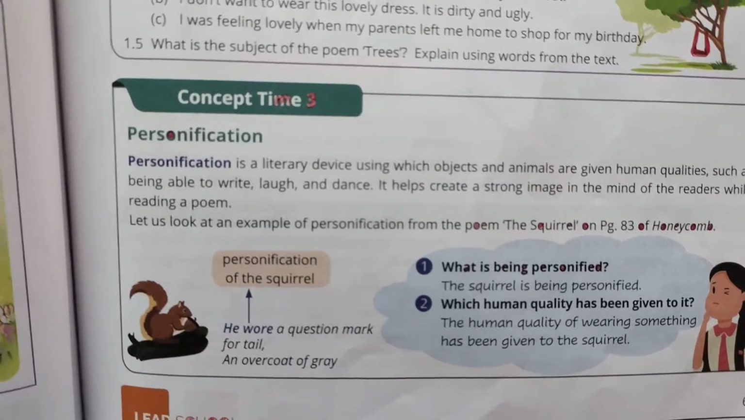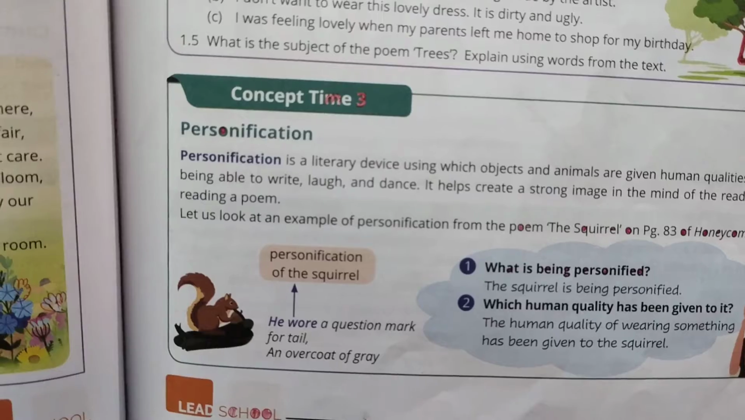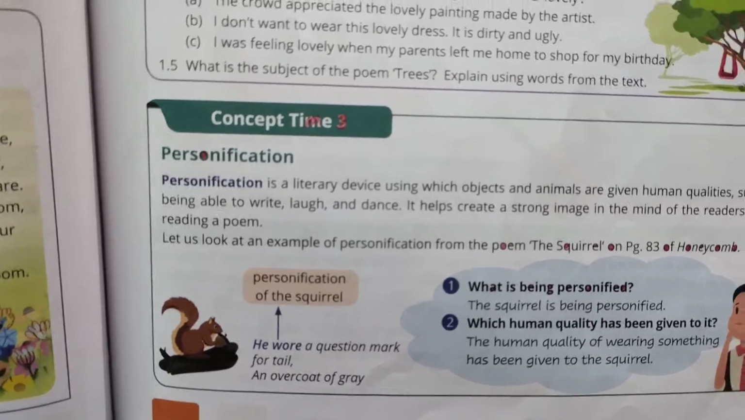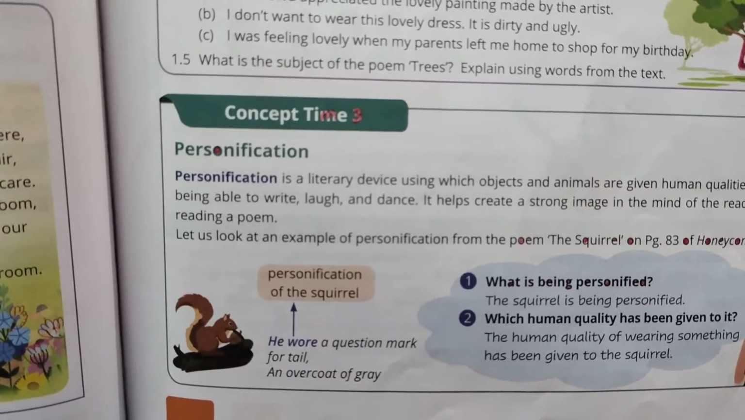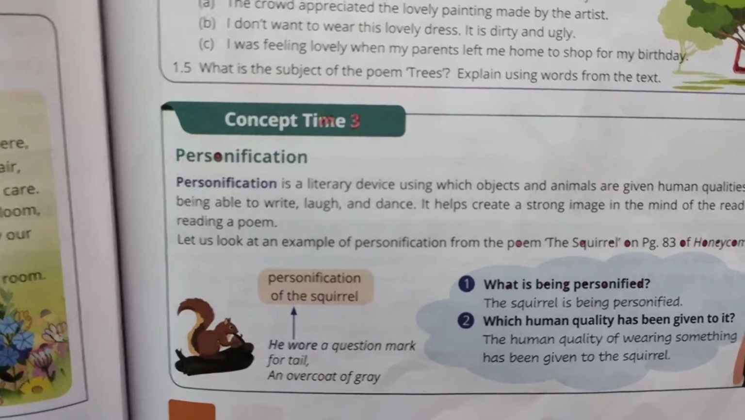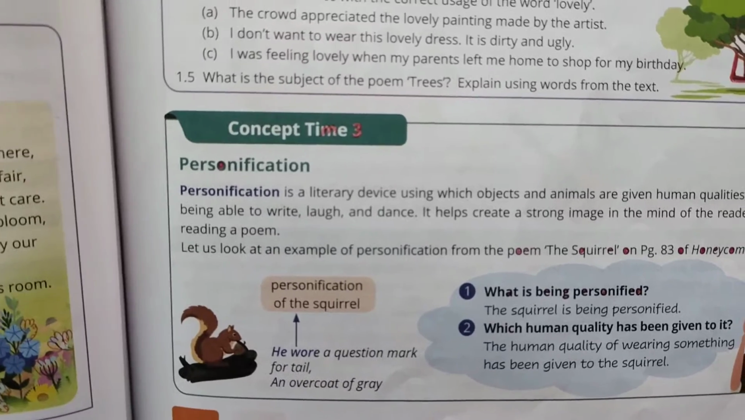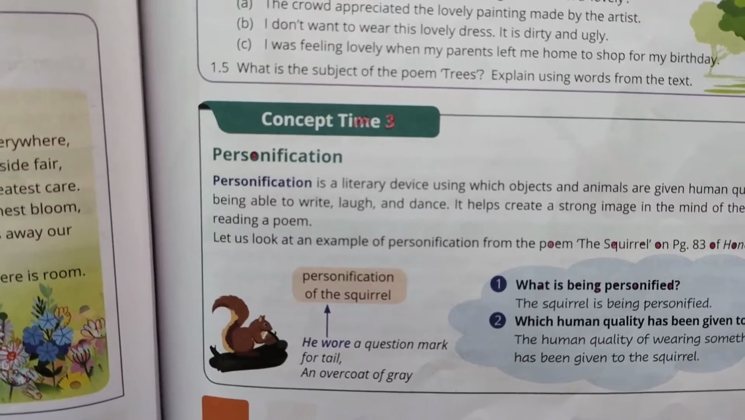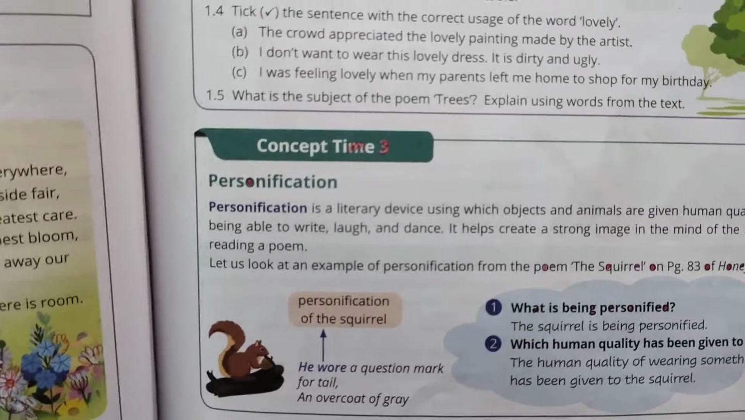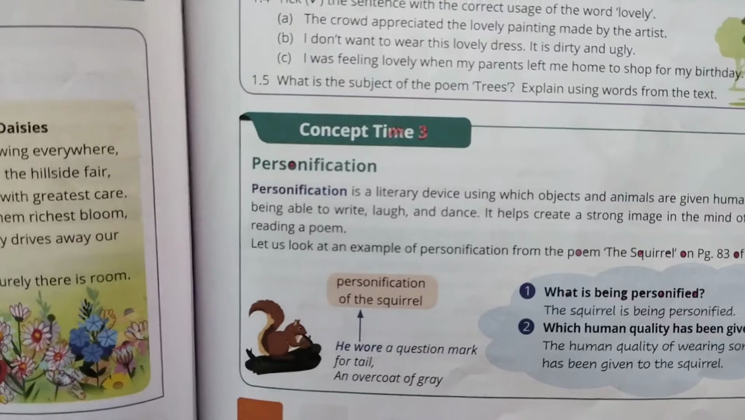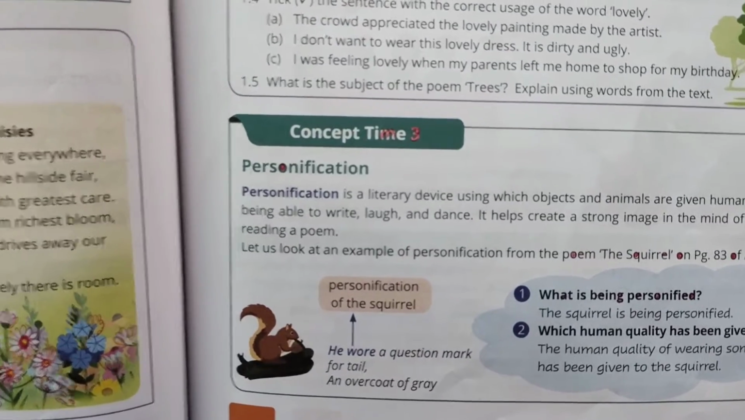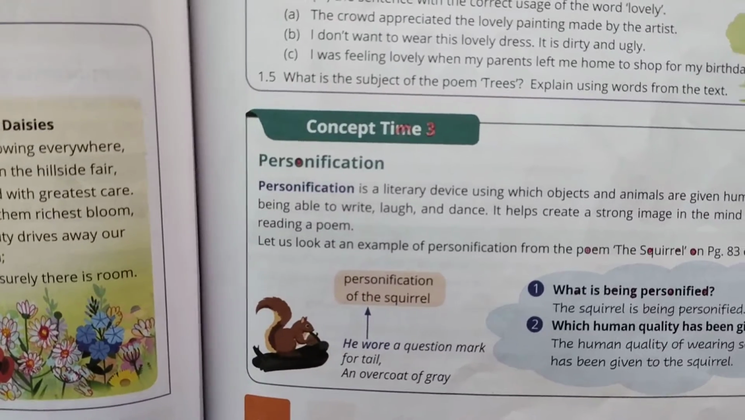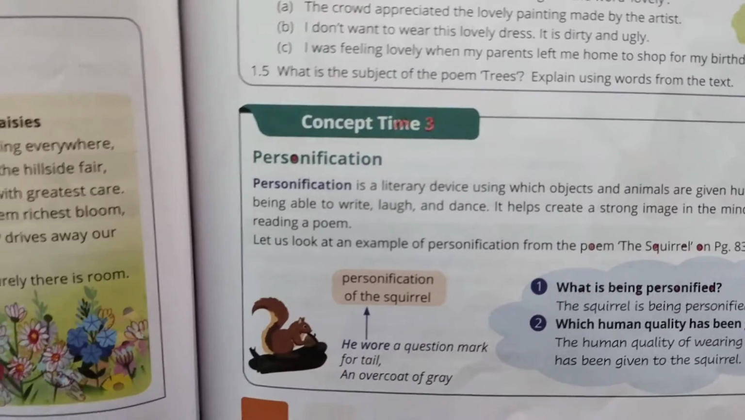So here personification is, for example, as we learnt about the squirrel poem, right? In that squirrel poem, the author has mentioned that it wore a dress like a striped coat, isn't it? An overcoat. Does the squirrel wear a coat? No, it doesn't, right? Personification means there is an animal which has been described by the author by giving human qualities to that particular animal. So that is known as personification.